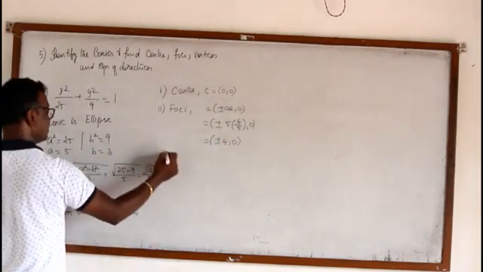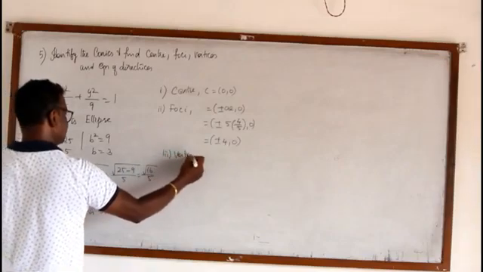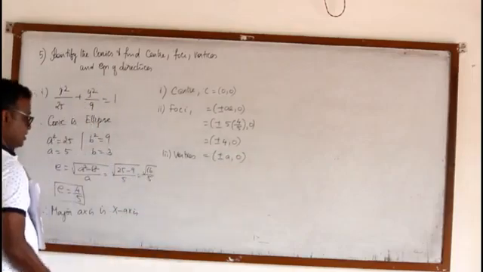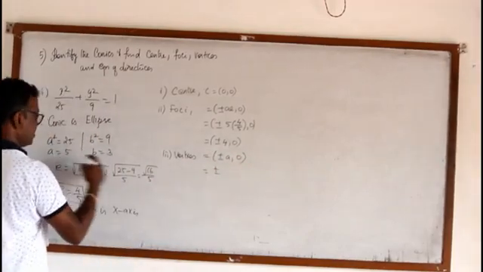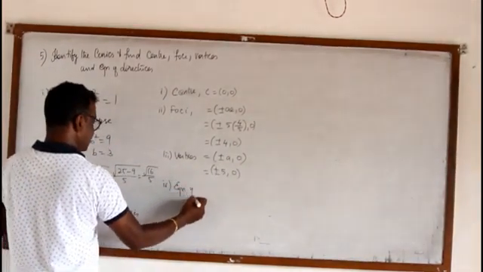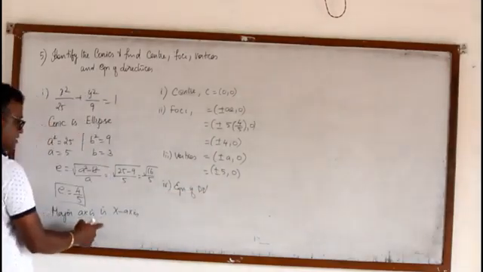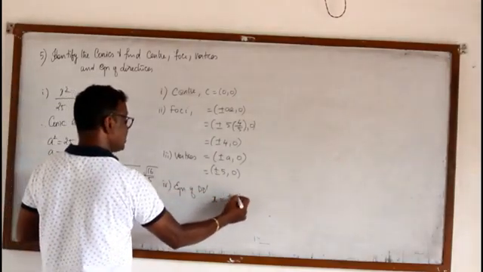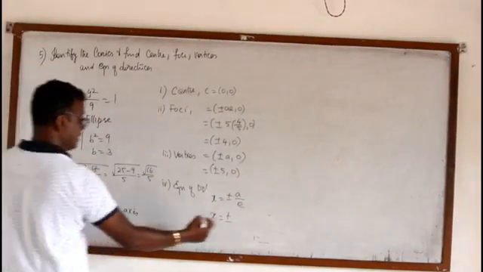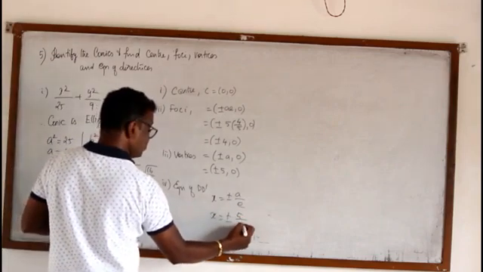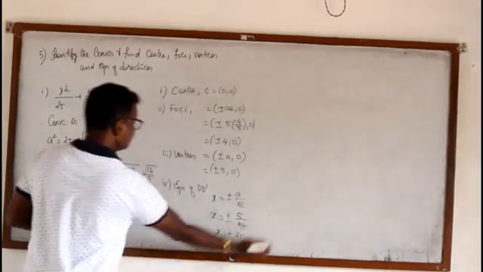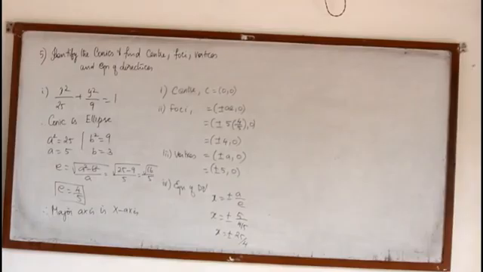Then third one, vertices. Again, major axis is x-axis, so only x will have the value, y will have 0. So it is plus or minus, a value is 5, 0. Then fourth one, equation of directrix. Major axis is x-axis, so x equal to plus or minus a by e. X equal to plus or minus, a is 5 and e is 4 by 5. So x equal to plus or minus 25 by 4 units. So these are the things that you have to write.